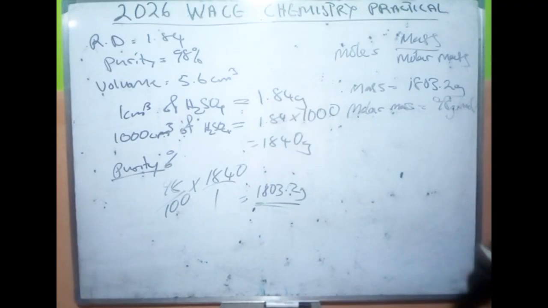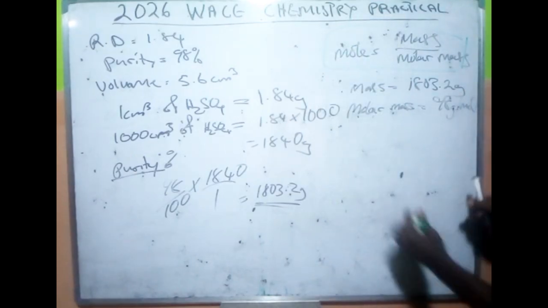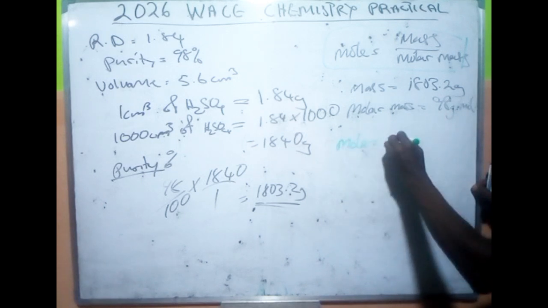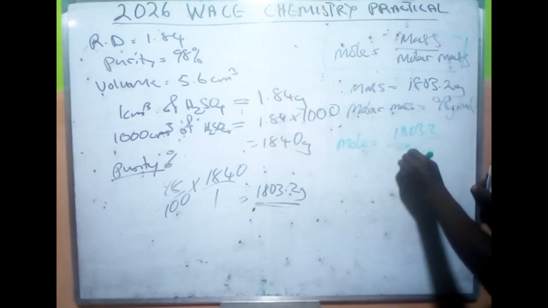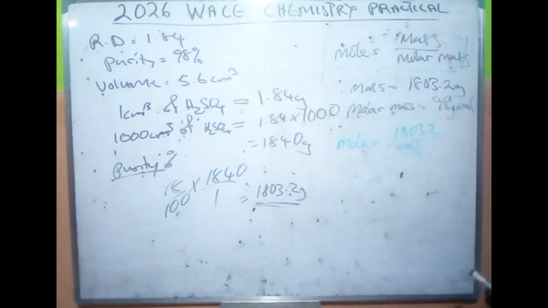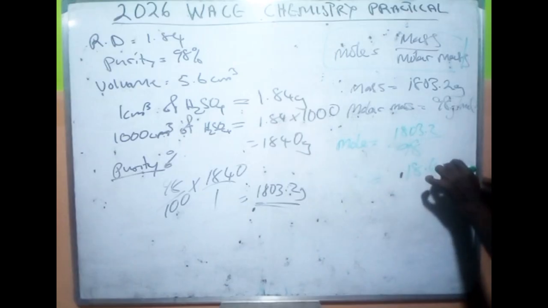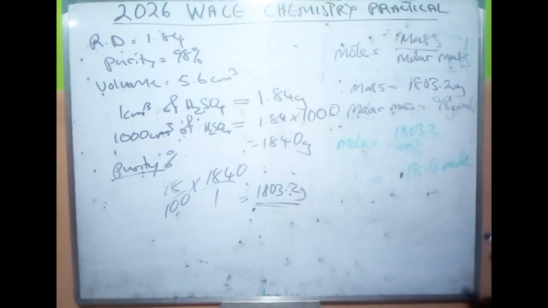Using this formula, mole is equal to 1803.2 divided by 98. If we divide by 98, what we get will be 18.4 mole. So that is just the beginning of it.